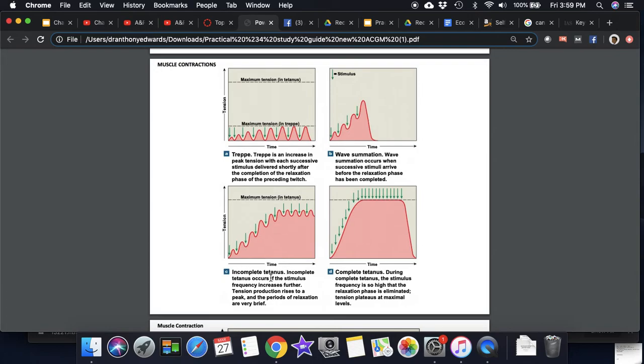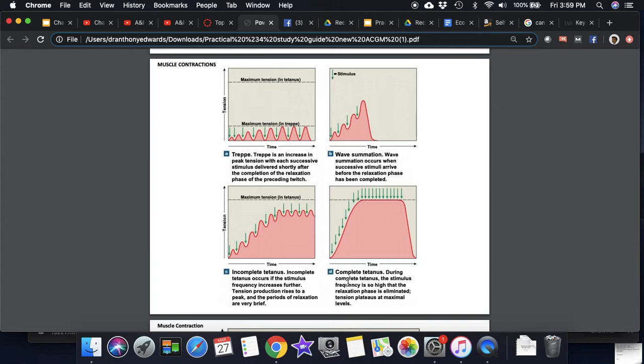Now, this third type of contraction is incomplete tetanus. In incomplete tetanus, it happens if your stimulus frequency continues to increase, and it actually gets to a peak. You can see there the peak tension. And here you have very brief periods of relaxation, obviously briefer than what you see with wave summation.